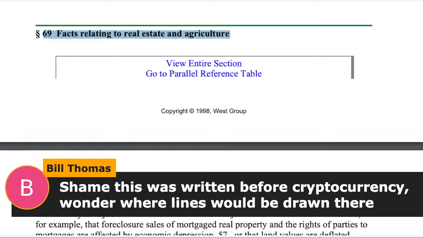Shame this, Bill Thomas says, shame this was written before cryptocurrency. Wonder where lines would be drawn there. The same places, authoritative. If it's disputed, then it's not going to be judicially noticed. There's a lot of other reasons, but I guess it would be how you articulate your point of where the cryptocurrency has that nexus in the case.